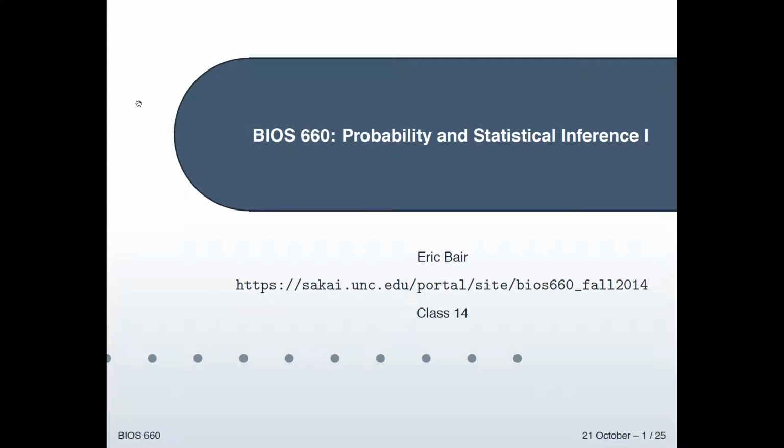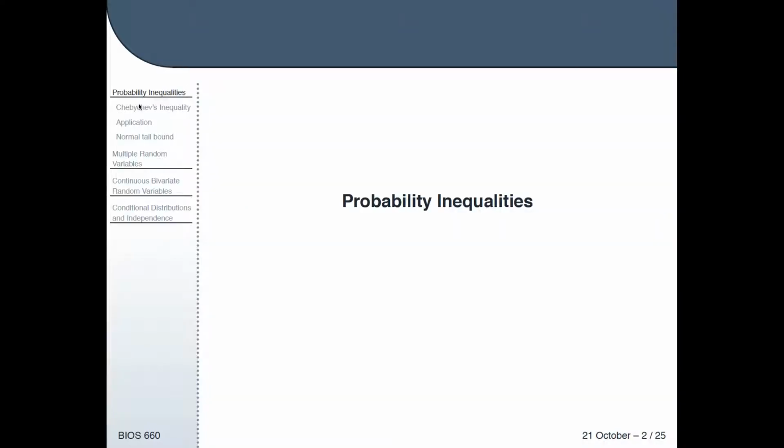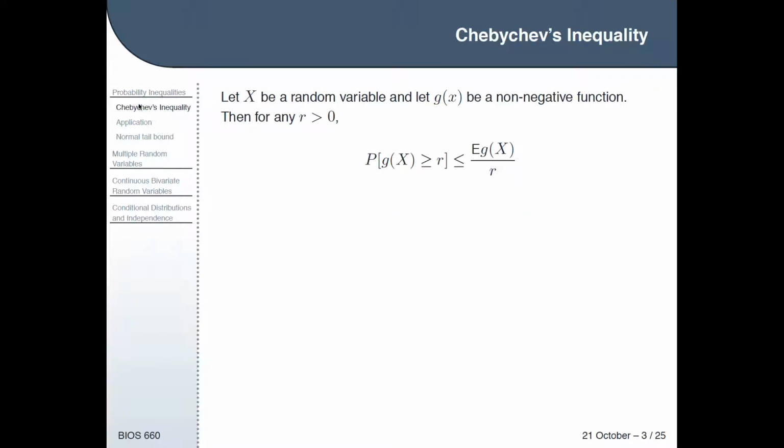Okay, today we're doing a quick discussion of Chebychev's inequality, and then we'll be discussing multiple random variables. Chebychev's inequality gets used to prove a couple theorems, and it's useful in a couple different cases. One way or another, it pops up on the quals often enough that you should know it.